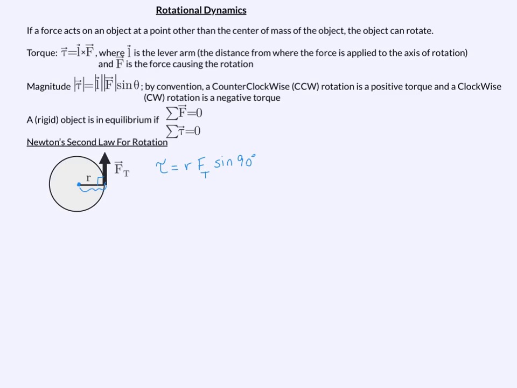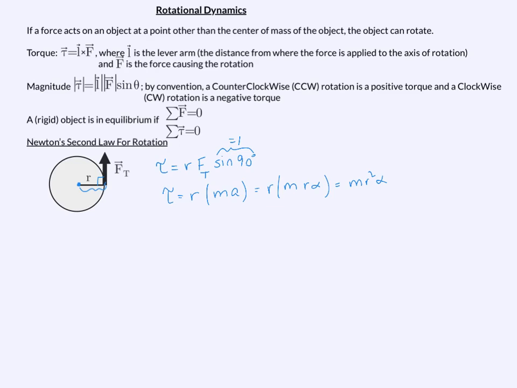Now, I'll rewrite this. I'm going to skip the sine 90 because that's equal to 1. So we have the radius, and by Newton's second law, the tangential force is mass times acceleration. And I can write acceleration as r times alpha. So then this becomes mr squared alpha.